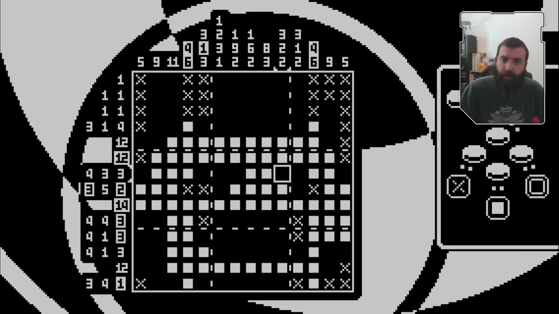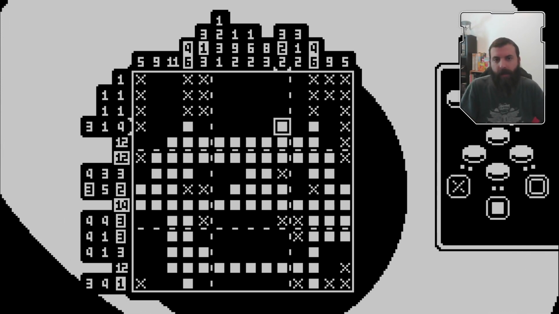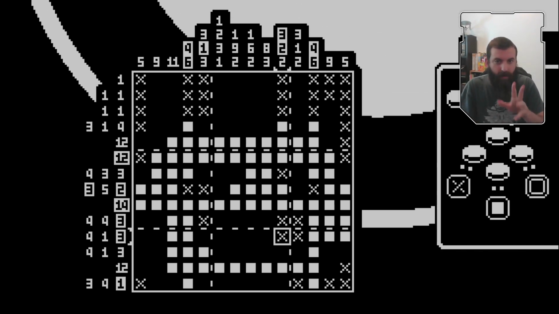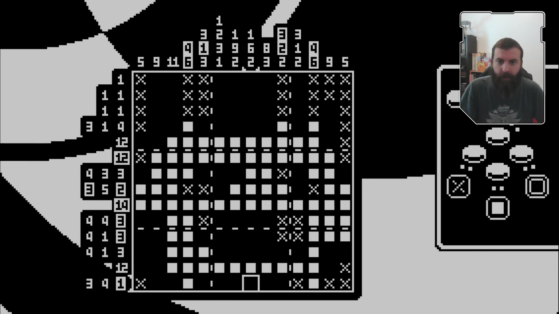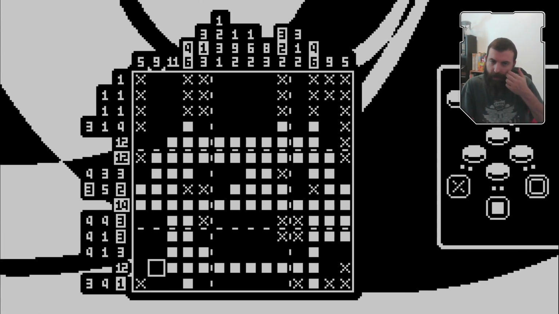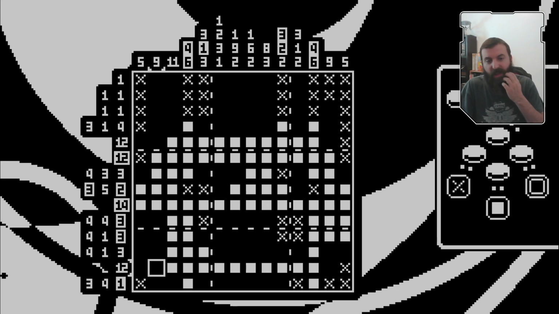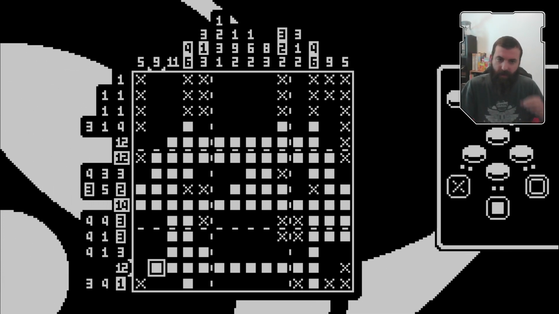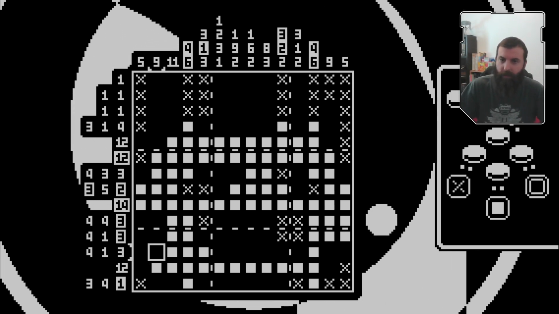Vertical 3, 2, 2. So that's a 2. That's a 3. So can't be anything here. The 2 might be on either side of here. We've got less wiggle room now for the 12. So the 12 has to fit in here. There's only 1 pixel wiggle room.